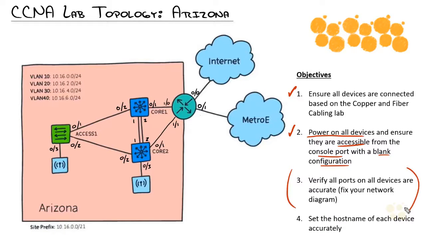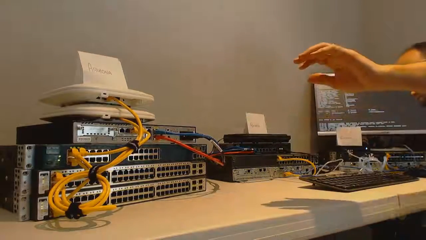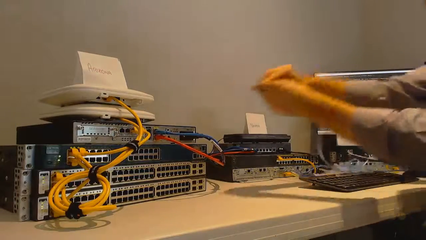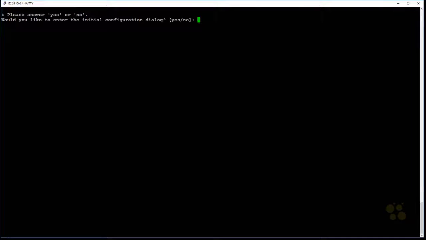Now let's verify that the ports on all devices are accurate, as in fix our network diagram, because I know some of this stuff isn't accurate, especially when I look right there, 1 and 2, because I didn't know what those were. I took my best guess here. So let's jump over. This is the Cisco 1921 that's in the Arizona pod. That's this guy right here. I'm going to move my console port back over to him. And let's see what interfaces he has going on. He's sitting at the would you like to enter initial configuration dialog. I'm going to hit no.